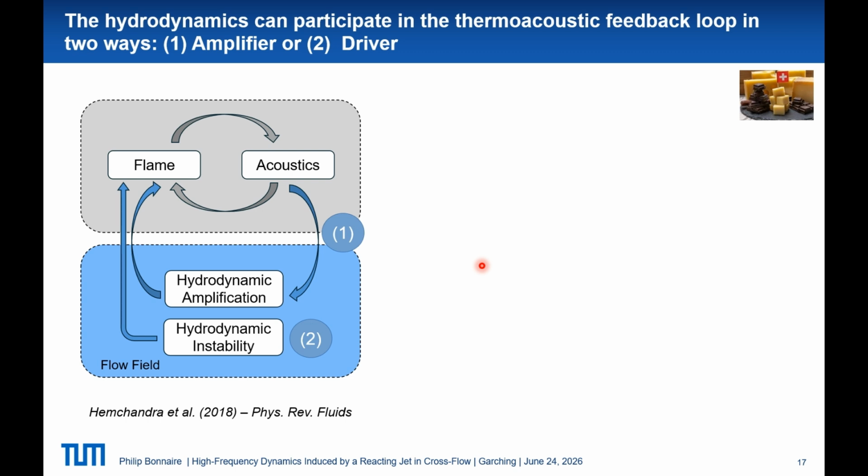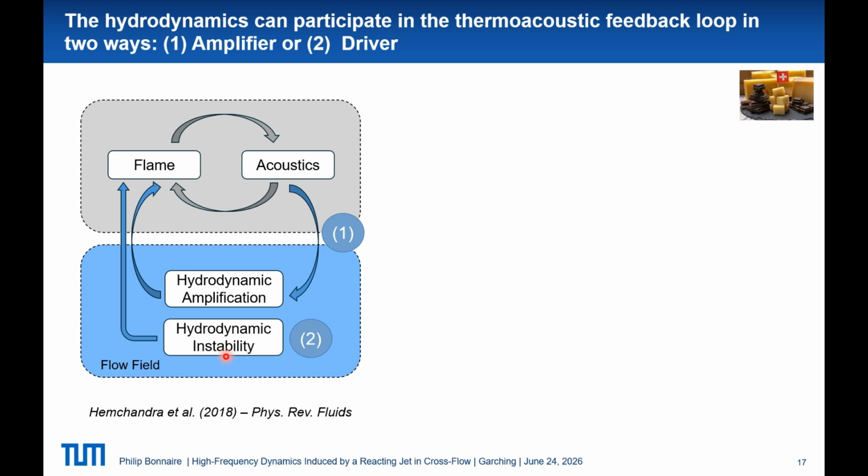Luckily, Santosh Hemchandra in 2018 already published an idea, and given his idea, the hydrodynamics can participate in the thermoacoustic feedback loop in two ways. First, as amplifier. This is what we call loop 1. So in the top field, we see the interaction between flame and acoustics, already presented on the preceding slides. And in case the hydrodynamics acts as an amplifier, the acoustics triggers hydrodynamics, and then hydrodynamics can basically affect the flame.